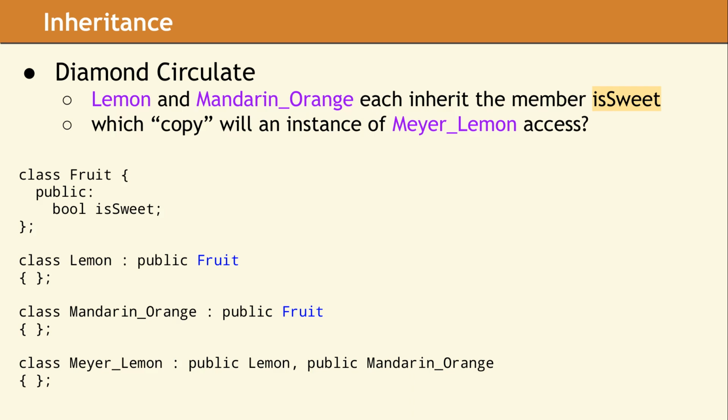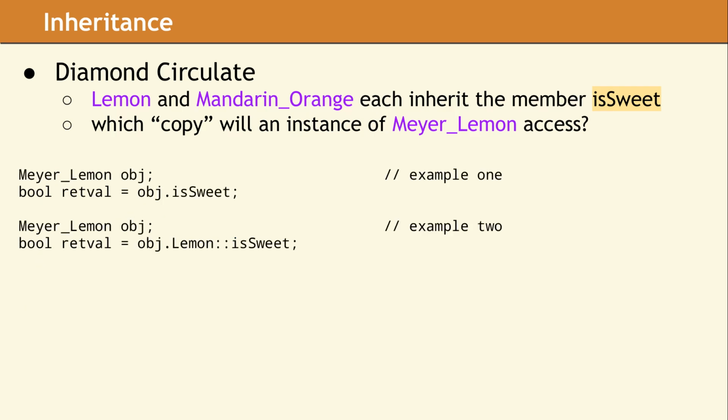Notice that both lemon and mandarin orange inherit from the class fruit, using single inheritance. So far, there is nothing out of the ordinary. The problem which comes up is connected to the public data member isSuite. Everything is straightforward in class lemon and class mandarin orange. But what about in class Meyer-Lemon? Which copy of isSuite will this class use? This entire dilemma is referred to as the diamond problem.